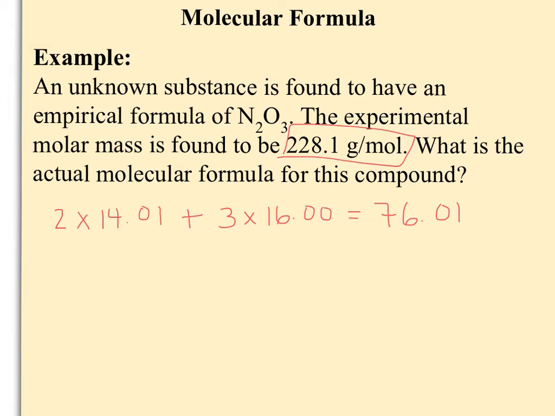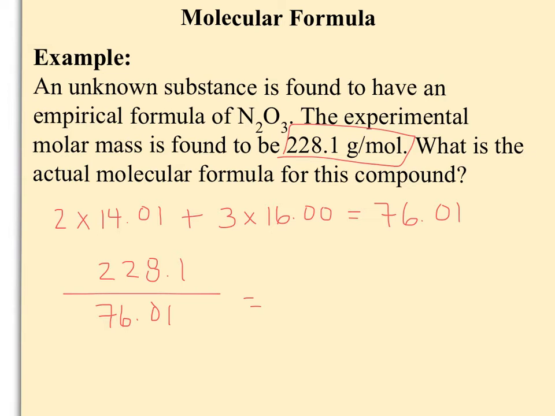The experimental molar mass has been found to be 228.1, which is quite a bit more. So that means the actual molecular formula is bigger than just N2O3. But it has to be some multiple of this, so I just need to compare the two masses. Take the 228.1 and divide by the 76.01. The experimental should always be the greater of the two. If they're not equal, then the experimental molar mass should be the one that's bigger.